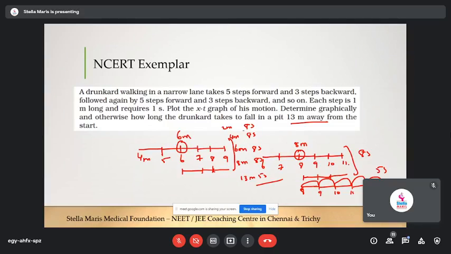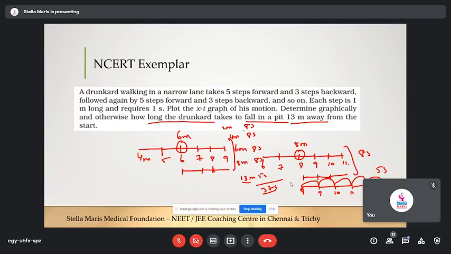So what is the total time taken? That is the time taken for the drunkard to fall in the pit at 13 meters: 8 plus 8, 16, 24, 32, 37 seconds. Very good.